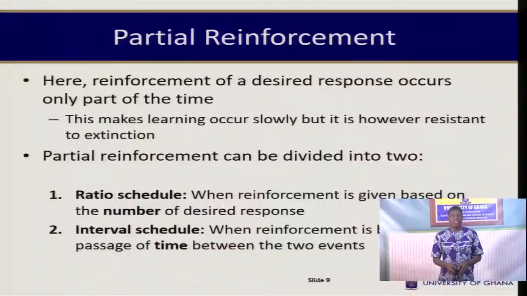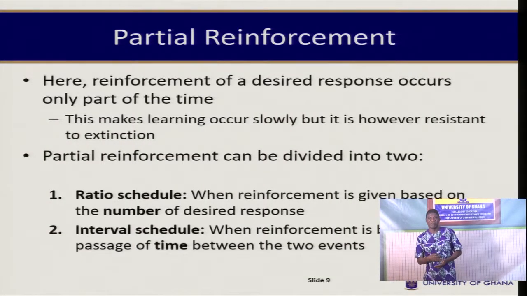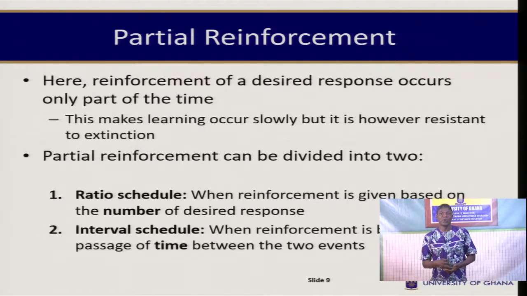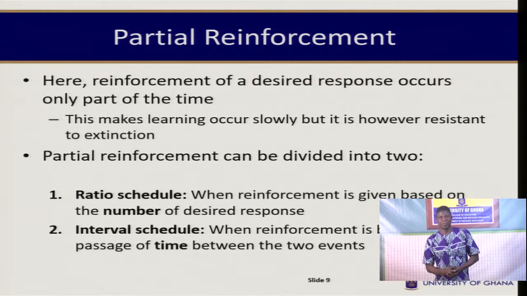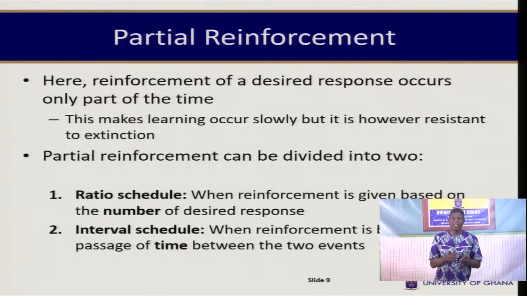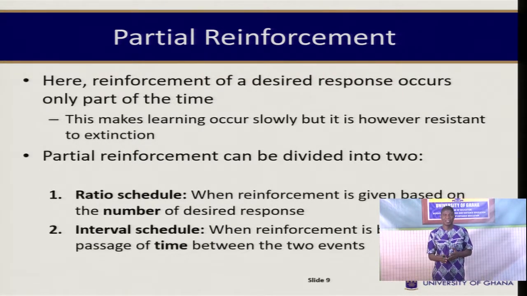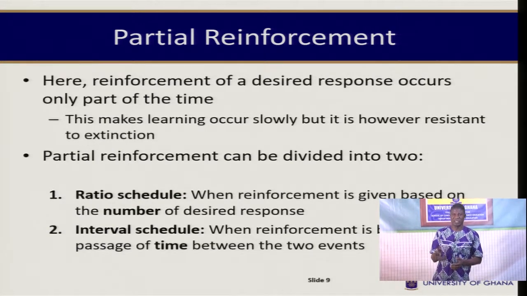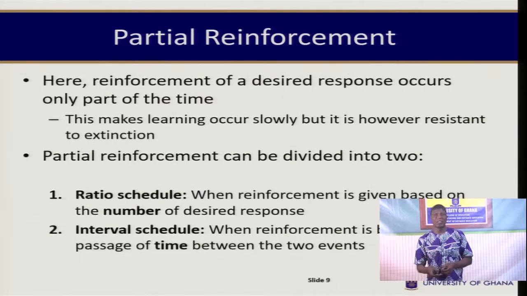But let's look at partial reinforcement. With partial reinforcement, we reinforce the desired response only part of the time. So it makes learning occur slowly, but when it occurs, it is resistant to extinction. It takes time for it to extinguish. So you don't reinforce every behavior and you don't reinforce any time, but you selectively do this. That's why we describe it as partial.